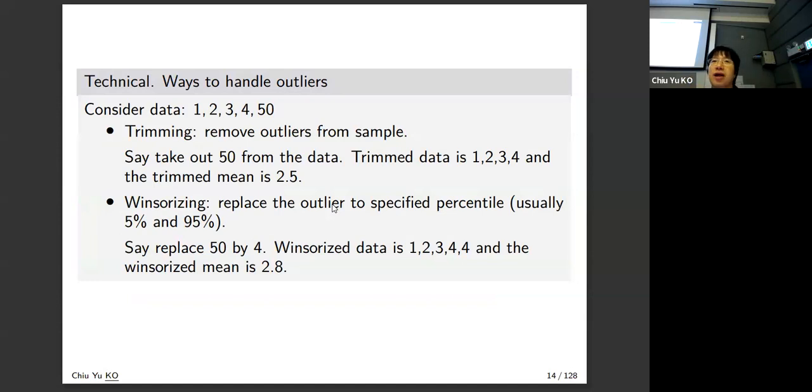So how to handle outliers? There are usually 2 ways to handle it. One we call trimming: just cut it. When you have 50, just cut it. Why? Because this 50 can be coming from some error. So just cut it, then you're done. Otherwise, it's called winsorizing. It means that you replace the extreme value by the closest value you have.